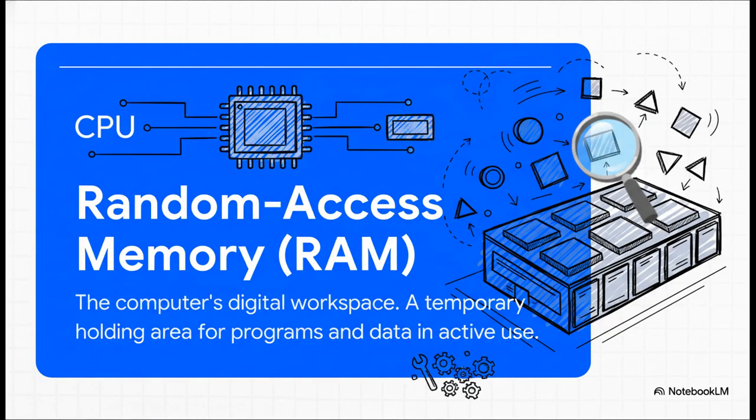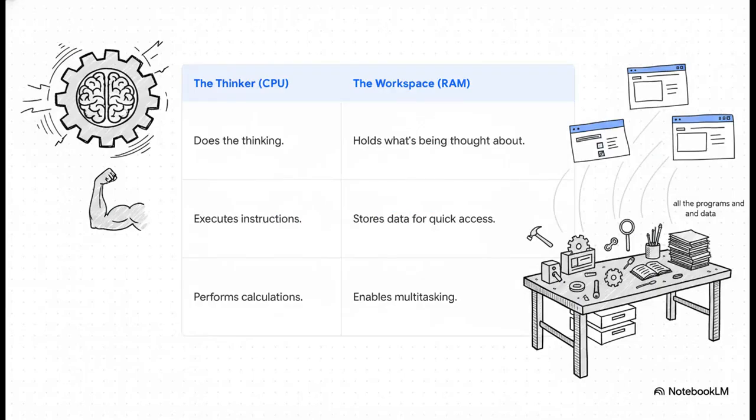But you know, even the fastest brain in the world is pretty useless if it doesn't have a place to work. It can't hold every single thought in its head at once, and that's where RAM, random access memory, comes into the picture. You should think of RAM as the CPU's workbench. It's a super fast, temporary holding area for all the tools and data for whatever job it's focused on right now.